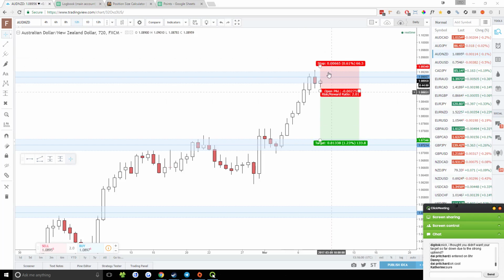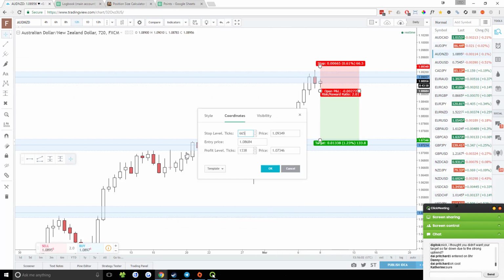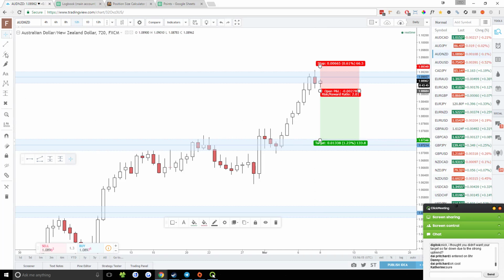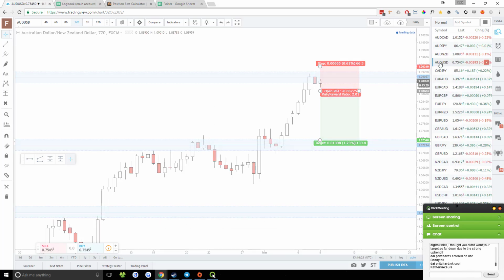But yeah, that's my thinking here. That's how I'm going to trade it. Pending order set at 1.00868. Stop set at 1.0934. Profit set at 1.0734, but that might be tightened a little bit, to be honest. Anyway, let's keep going with the analysis.